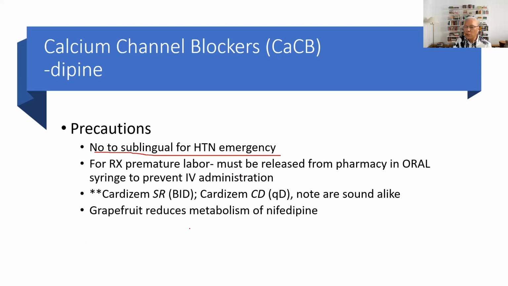for hypertensive emergency. Now, in the area of labor and delivery, it also is given to patients with premature labor. But I want to just emphasize, and not discuss in detail, that whenever it is used for premature labor, it usually comes from the pharmacy in a syringe. And therefore, this particular practice is to prevent you from giving it IV because it should only be given PO.